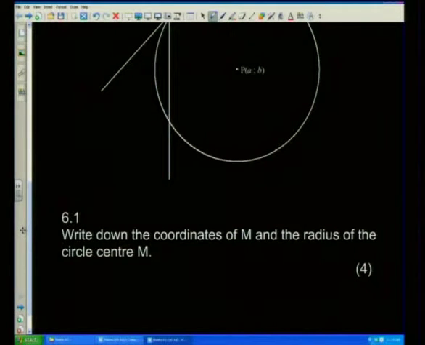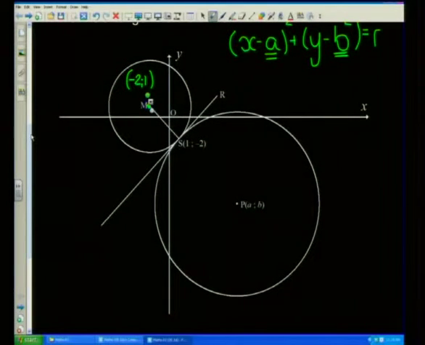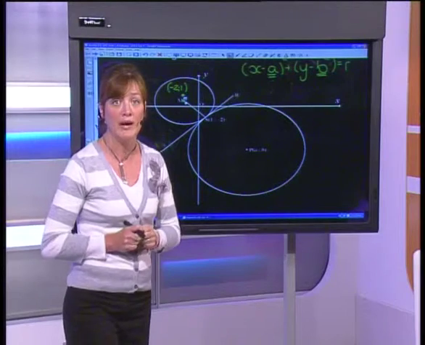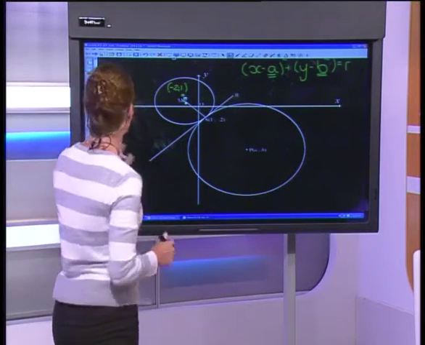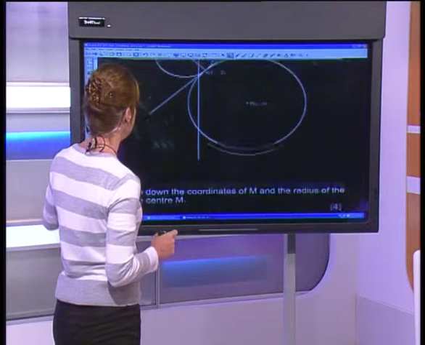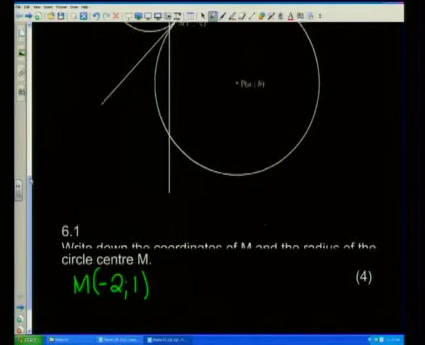Okay, so do you guys agree that in fact we have started off answering that question already, because M, we got straight from the equation, is the coordinates (-2; 1). Okay, so first part of the question answered, okay? M is (-2; 1). And now they want the radius. They want the distance of the radius.